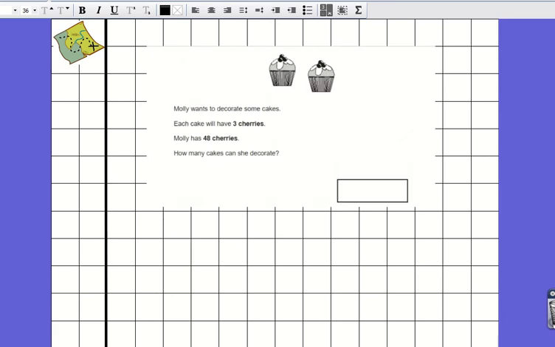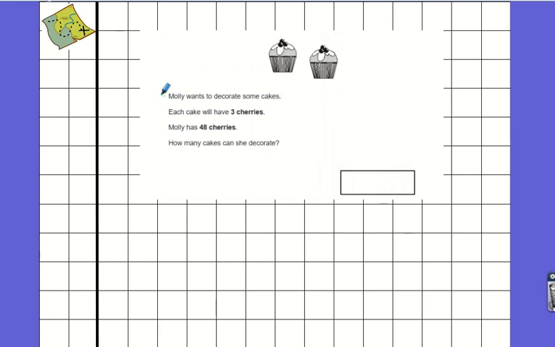Molly wants to decorate some cakes. Each cake will have 3 cherries. Molly has 48 cherries. How many cakes will she decorate? The fact she wants to decorate cakes and her name's Molly is irrelevant. We know that each cake will have 3 cherries and she's got 48 cherries.